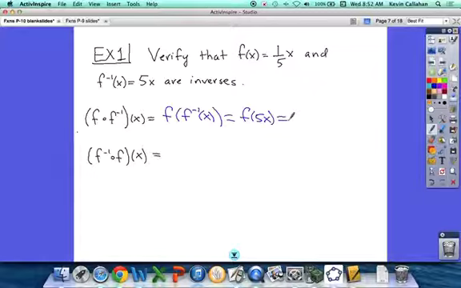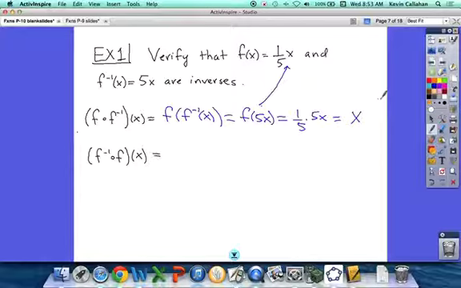And then we evaluate the outer function, meaning plug in that 5x in the place of x right there. Right, so that'll be 1/5 times 5x, and the 5's cancel, and all you're left with is x. That's what we mean by everything canceling and all you're left with is an x. There you go, it's just x.